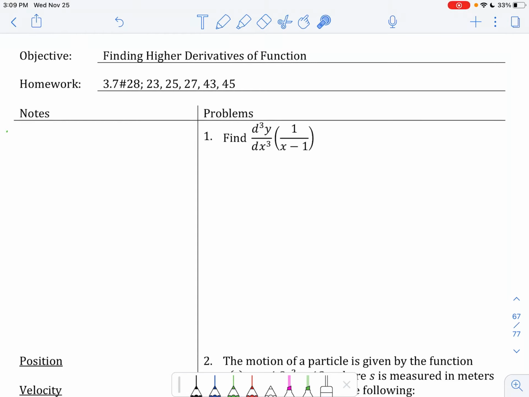Hey all, so hopefully you've already watched the video and done the lesson on second derivatives because we're going to keep going even higher. So we're still looking in 6.7.